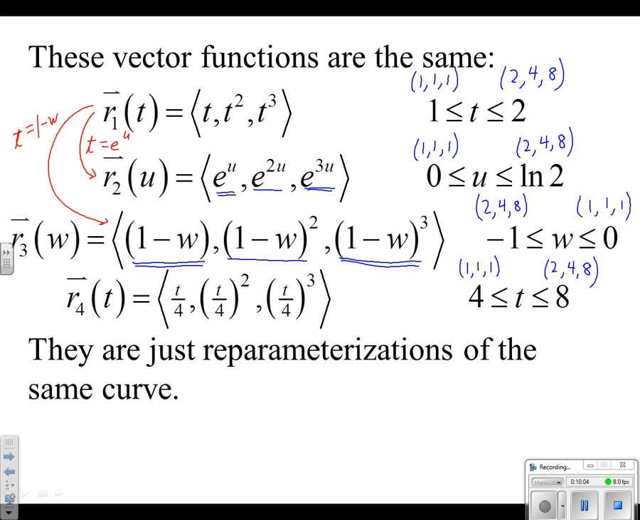Now, I'm bringing this up because we are now going to talk about a very specific reparameterization of the curve. You'll notice that by reparameterizing, we can change the amount of time it takes us to go from one end to the other. We can change the direction we're going, whether we want to go front to back or back to front. They all represent the same curve with the same endpoints, but there are these slight variations.